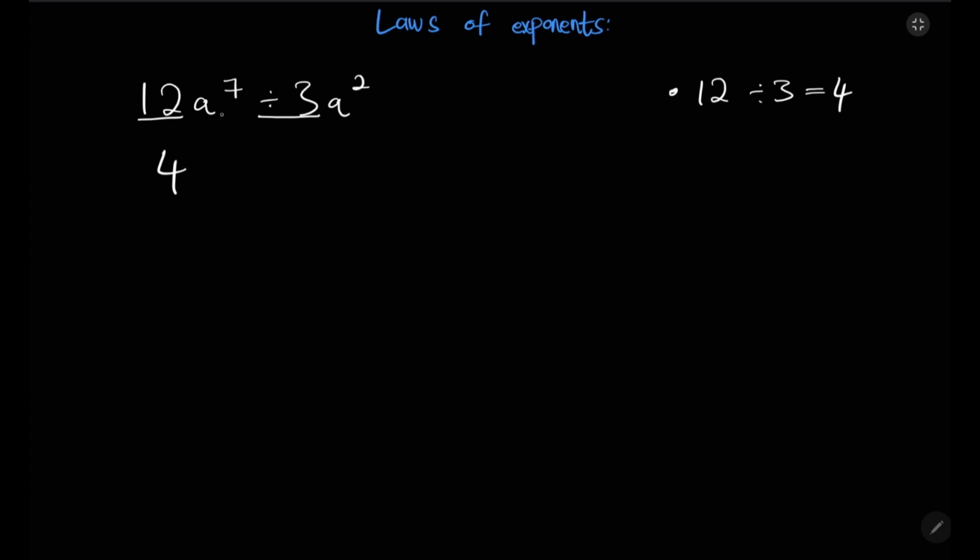Now let's move to our variables. You have a to the power 7 and a to the power 2. Excuse me. Let's write this here. a to the power 7 divided by a to the power 2. We have the same base, a and a, so we can use our laws of exponents. We write down our base a, then 7 minus 2, because there's a division sign. 7 minus 2 is 5. So our final answer is 4a to the power 5. That is how we solve this.